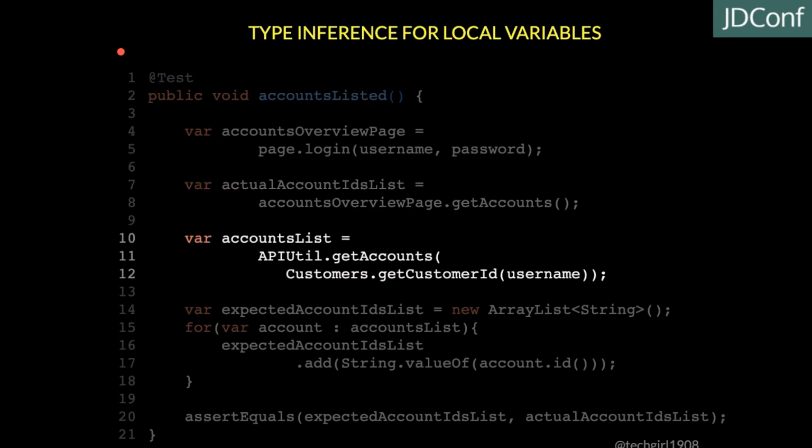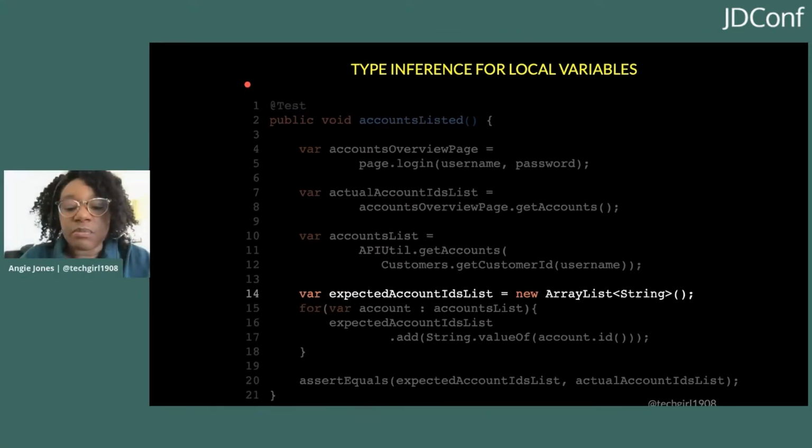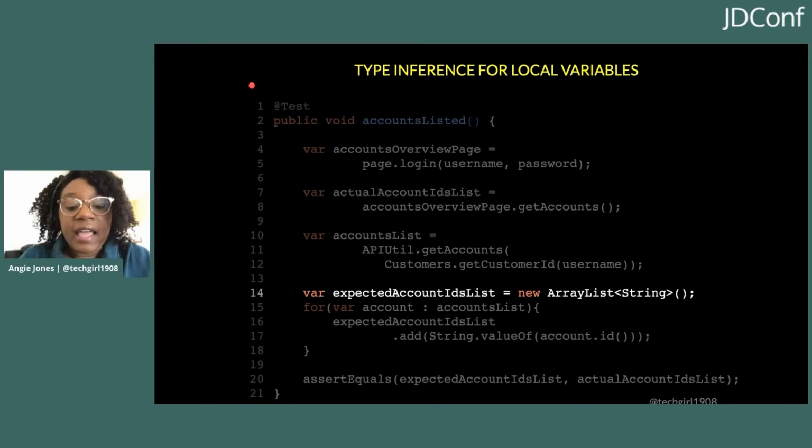For this one, I also changed the name from accounts to accounts list so that it's very clear this is a list holding account objects. Here, I changed the name to be more representative. And I also explicitly define the data type of the array list on the right-hand side. If I didn't use this diamond operator to indicate that this is a list of strings, then it would be inferred as a list of objects, which is okay in this case.